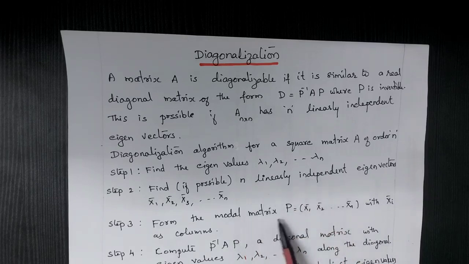The third step, we form the model matrix P with eigenvectors as columns. Then you compute P inverse AP. You will get a diagonal matrix, and the diagonal elements will be the eigenvalues of A. Here what you should note: if you write the x2 vector in the first column of the model matrix P, in the diagonal matrix you will have lambda 2 as the first diagonal element.